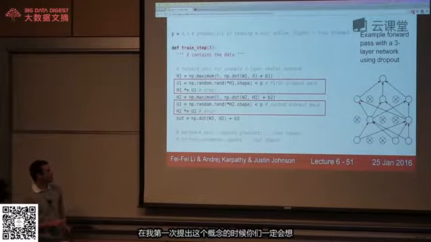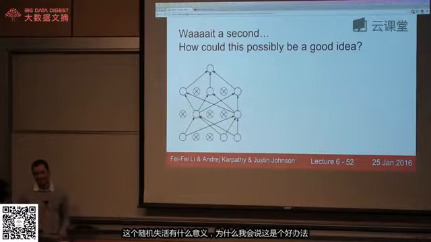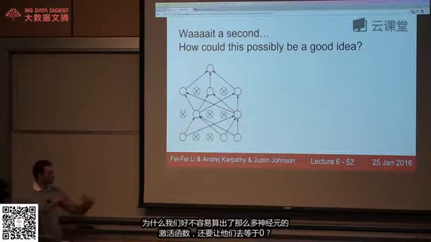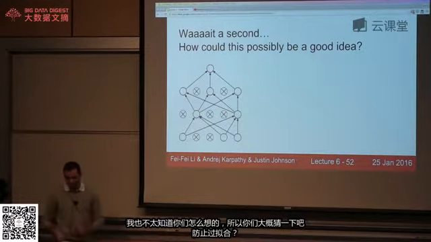Okay, so you might be thinking, when I showed you this for the first time, how does this make any sense at all? And how is this a good idea? Why would you want to compute your neurons and then set them at random to 0? How does that make any sense whatsoever? So I don't know. What do you guys think?